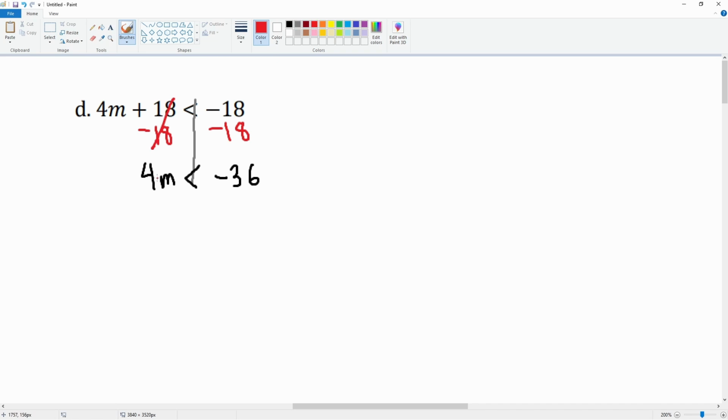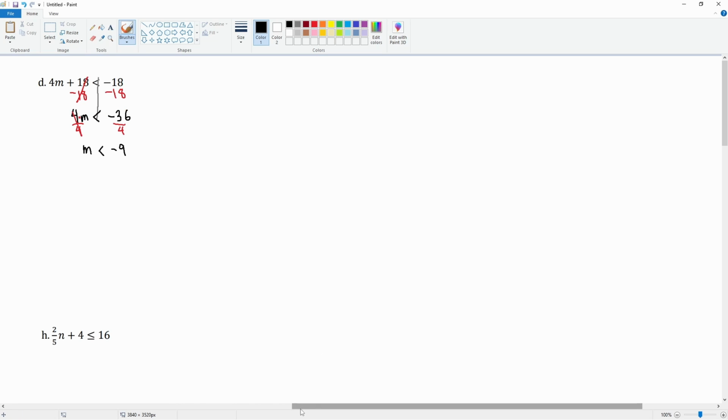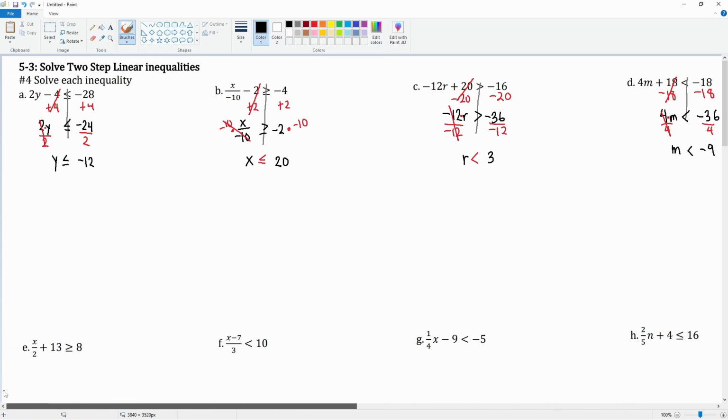Please understand this, that 4 is attached via multiplication in front of that m, so we're going to divide by 4 to both sides. We do that because 4 divided by 4 does cancel, giving you the number 1. Negative 36 divided by 4 becomes negative 9. Bring down that inequality symbol. You have m is less than negative 9. So there you go. These are your first 4 problems for solving two-step inequality problems.